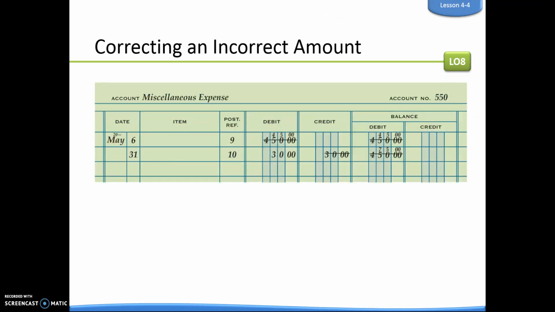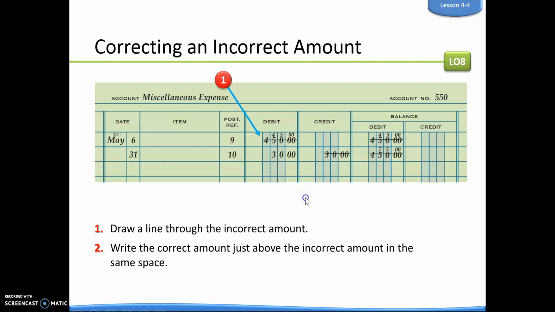And so also, if you have to correct an incorrect amount, again, you would just draw a line through it and write the correct amount above it, okay? So instead of $450, it should have been $45. And so that's all they're doing there, is just doing a quick cross out. If, for example, you had it in the wrong place, like you put it in a credit and it should have been a debit, then simply, again, cross out, put it in the right place, and then obviously you'd have to remember to update your balance as well.